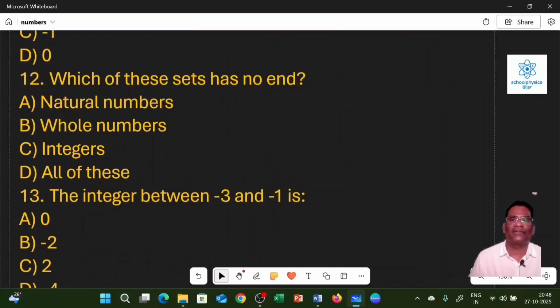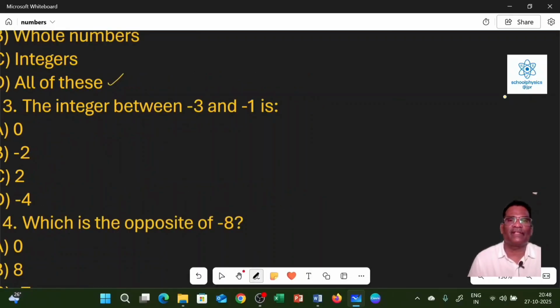Which of these sets has no end? Natural numbers, whole numbers, integers, all of these have no end. So the right answer is all of these. The integers between minus 3 and minus 1. When you observe the number line, 0, minus 1, minus 2, minus 3, minus 4, the integer between minus 3 and minus 1 is minus 2. That is the answer.